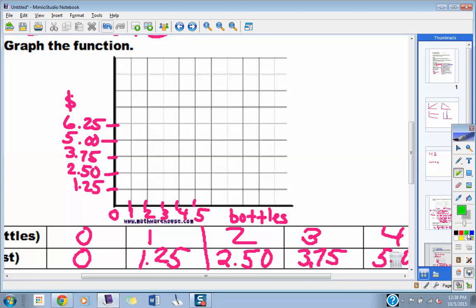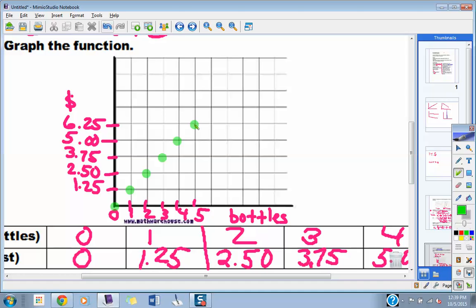All right, so quick question, gang. When I bought 0 bottles, what was the cost to us? So what's the first point I'm going to graph or plot in order to represent that cost to us? 0, 0. Okay, here it is. Right there. What's the next point you're going to plot? 1, 1.25. Next one, 2, 2.50. You guys see a pattern here? Okay. There's the points I've plotted right there.